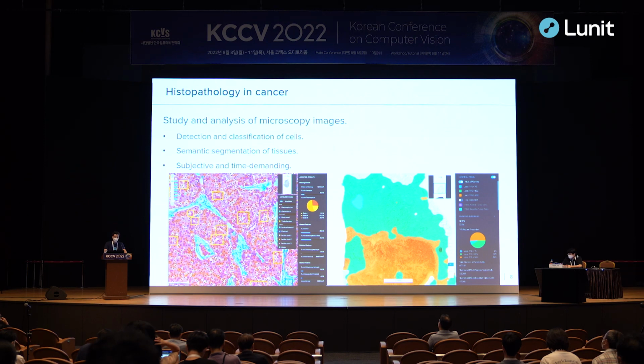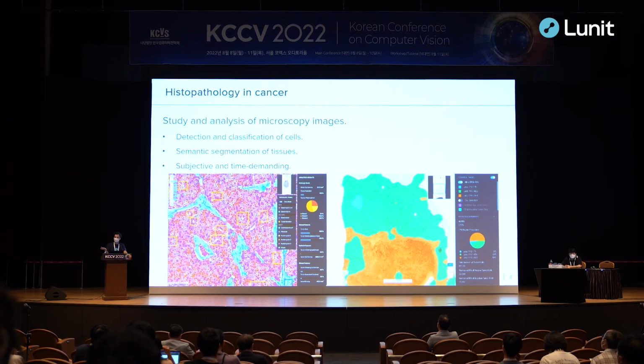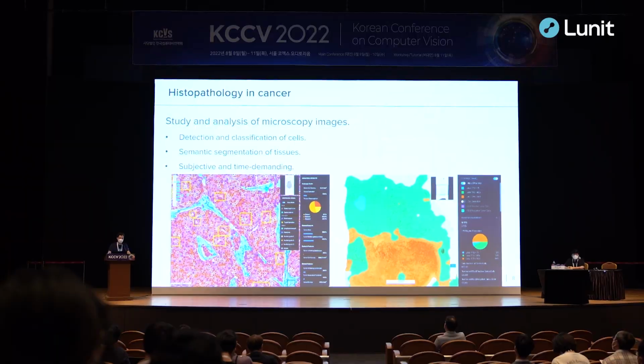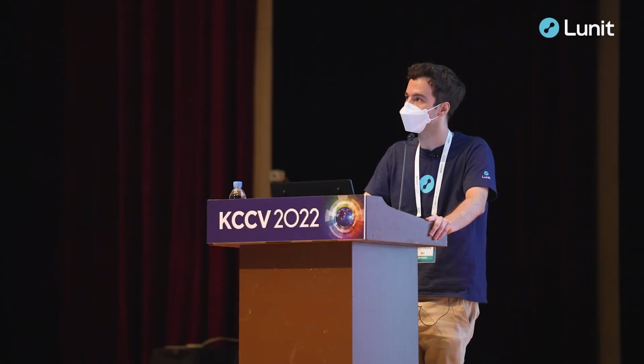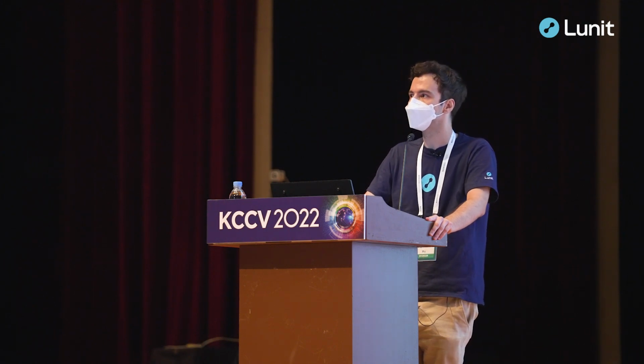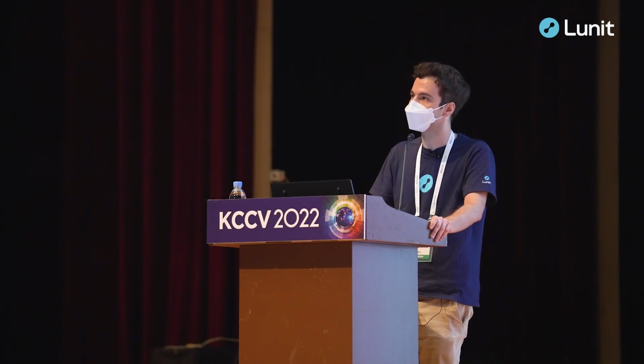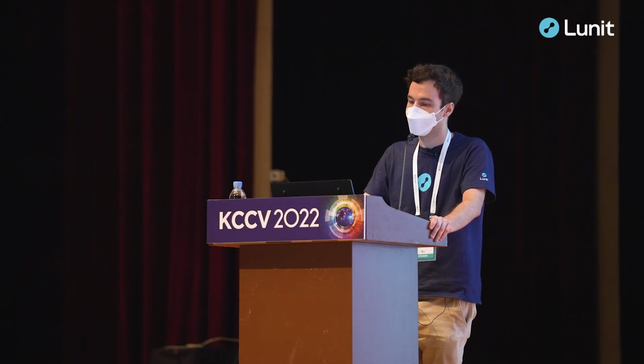So, histopathology in cancer is the study and analysis of microscopy images. To make a bridge with computer vision tasks, these doctors, these pathologists, they do detection and classification of cells, and they also do semantic segmentation of tissues. So basically what they are trying to do is to understand the relationships that underlie the cancer, the relationships between cells and tissues. But this is subjective and time-consuming.